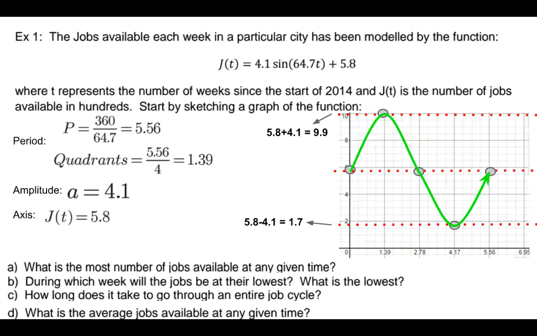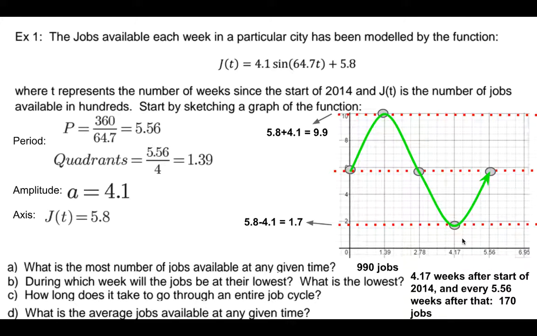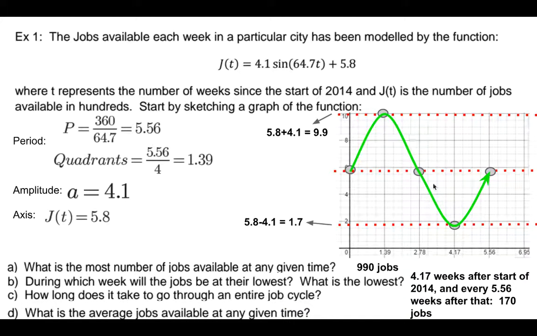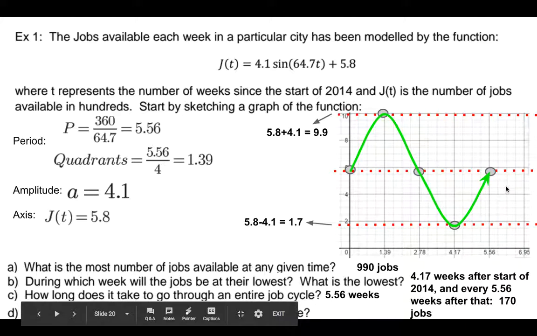So the most jobs available at any given time, you can see, is that 9.9, which is really 990. Which week will we have jobs be at their lowest? Around week 4, 4.17. And then every 5.56 weeks after that, you're going to have 170 jobs. So in every 5.56 week cycle, around the fourth week is going to be the lowest. It takes 5.56 weeks to go through a cycle, and the average jobs at any time is just that middle number, which really is the average. It's that 580 jobs, the 5.8.